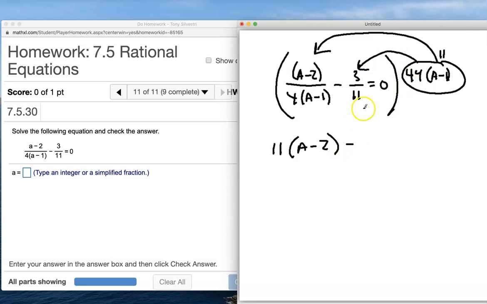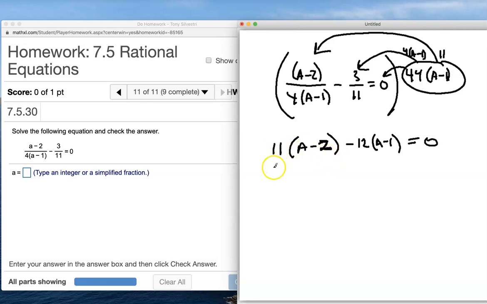Now what do we got here? Well, the 11 goes into 44 4 times. And we still have that a minus 1. That didn't divide out. There's no variables down here. But that expression, 4 times a minus 1, has to multiply the 3 to give you 12 times a minus 1. And luckily, anything times 0 is going to be 0, so that's good. That's 0. Now that's a 2. That's an ugly looking 2. That looks like a Z, but it's a 2.